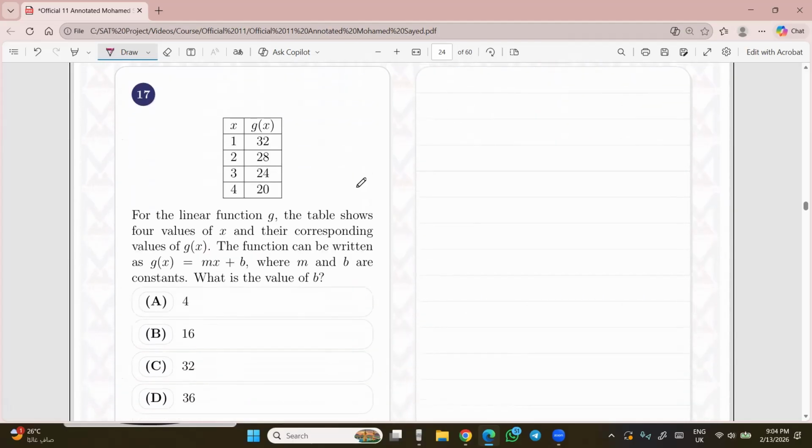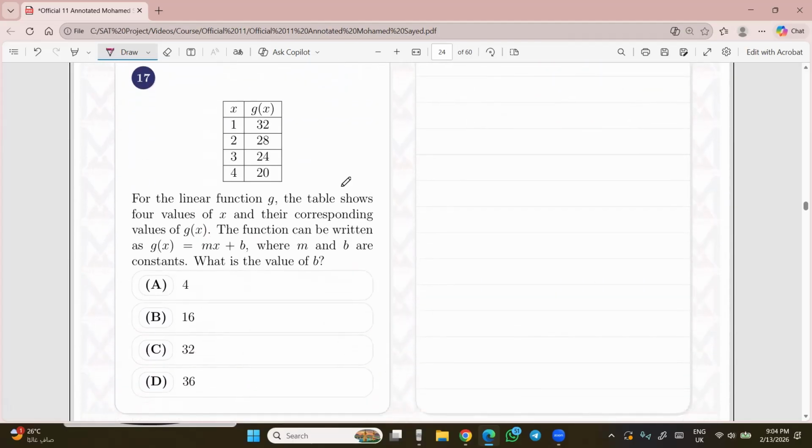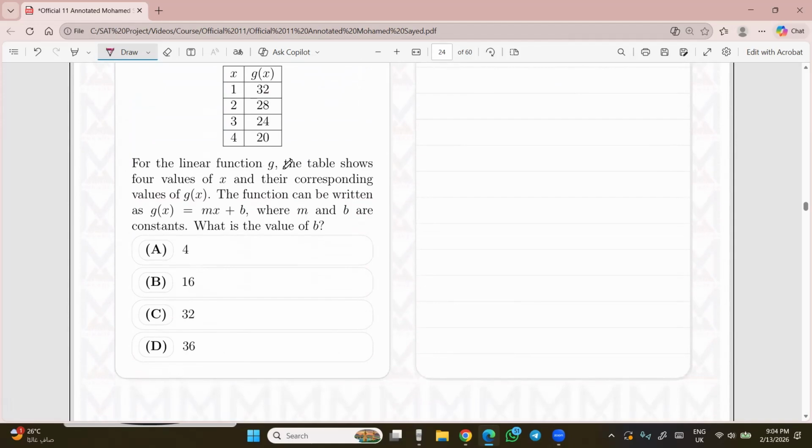Question number 17. This is the table. The question says for the linear function g, the table shows 4 values of x and their corresponding values of g of x. The function can be rewritten in the form y equals mx plus b, where m and b are constants. What is the value of b? b is the y-intercept. But the y-intercept always comes with x equal to 0. We don't have 0 here. So what is the best method?